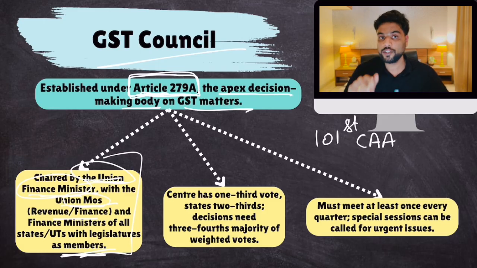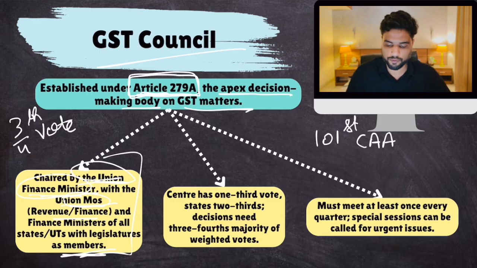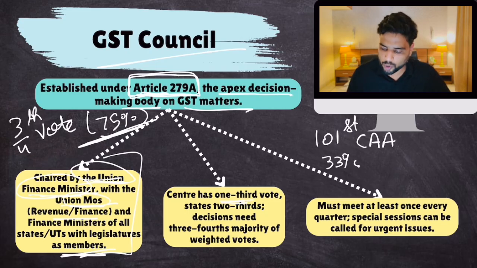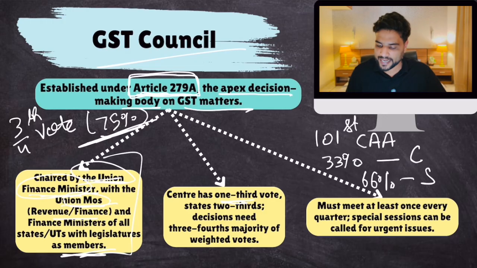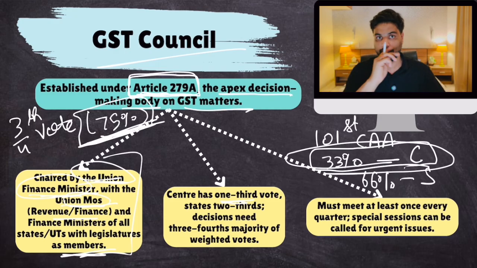Now, every decision in the GST Council requires 3/4 vote. Every decision requires 3/4 vote. That is 75% vote. 50% won't do. You require 75% vote. But the catch is that 1/3 vote, 33% of votes, lies with the center, and the remaining 66% of votes lie with all state governments. So even in the case where all state governments are opting for one decision and the center disagrees with that decision, that decision won't be passed because you require 75% vote. 33% of votes lie with the center. So the center should be in agreement with all decisions. In a sense, the center has a veto because it has 33% of votes.